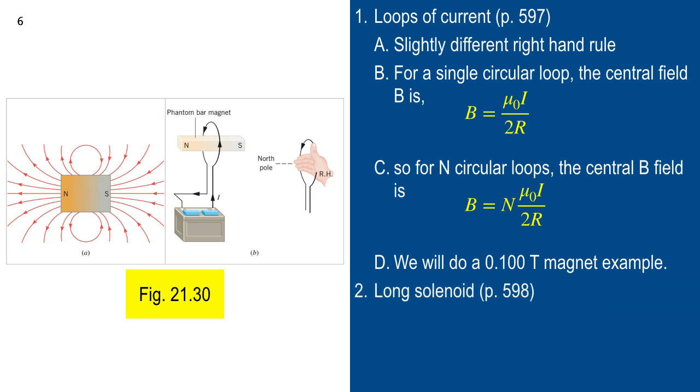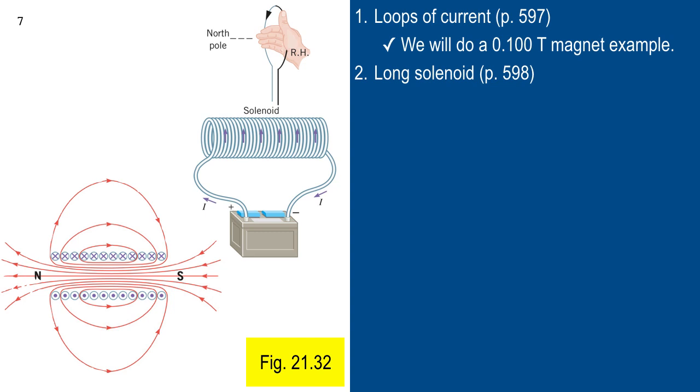The other thing that we're going to do is a long solenoid. This is from page 598. They even define the word long in terms of the radius and so forth. Here's a picture of it. This one also has a right-hand rule. It's a little similar. But now a solenoid is basically a bunch of loops stacked, so that the array has a length factor.